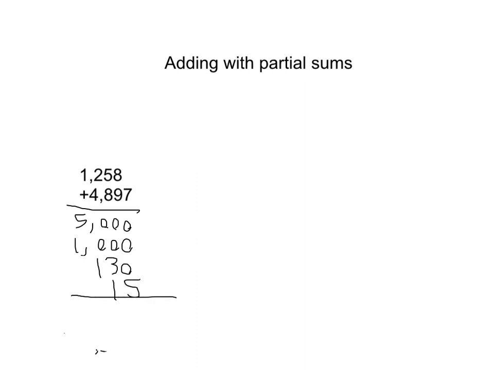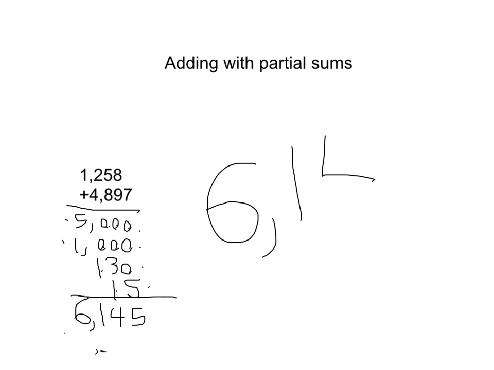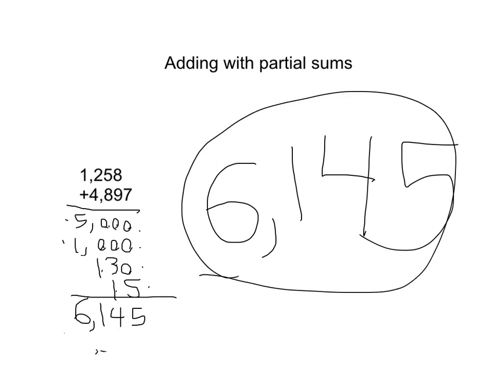Then add them all together. 0 plus 0 plus 0 plus 5 is 5. 0 plus 0 plus 3 plus 1 is 4. 0 plus 0 plus 1 is 1. And 5 plus 1 is 6. 6,145.